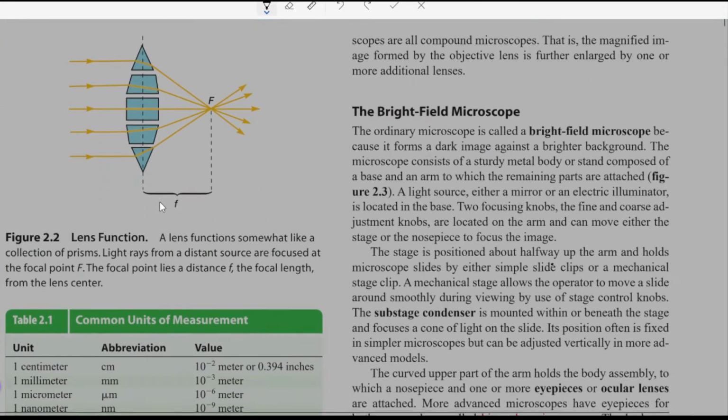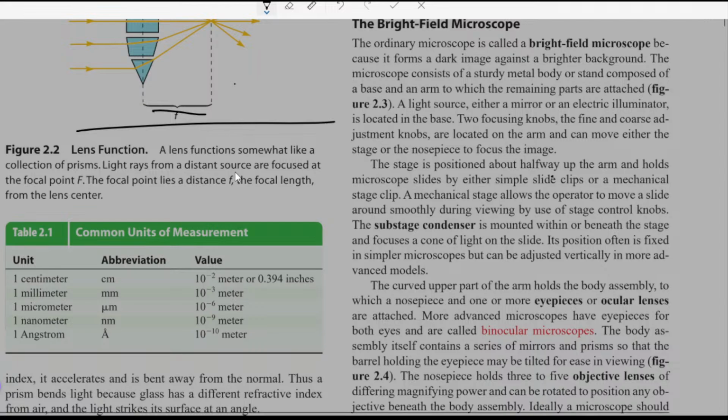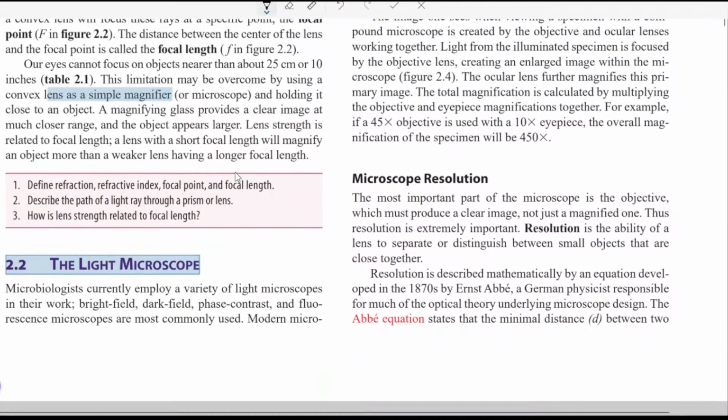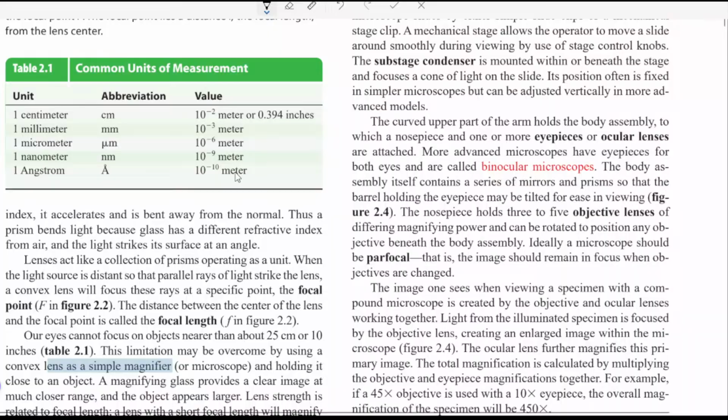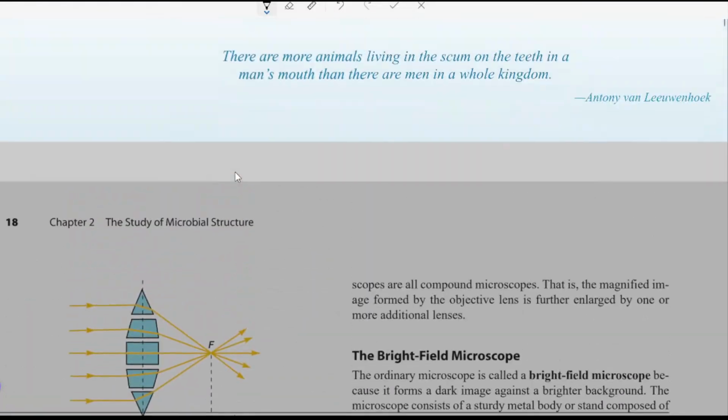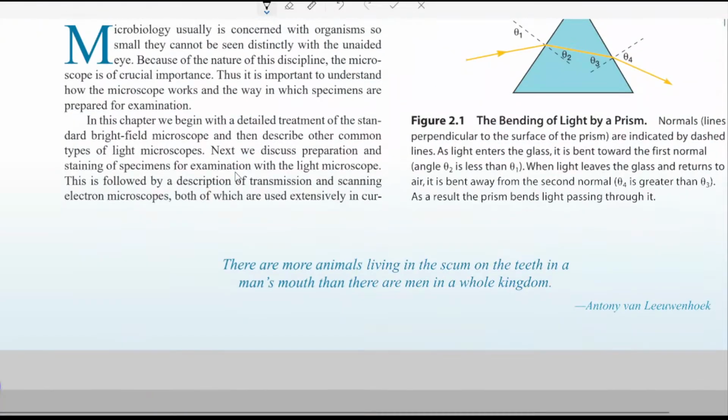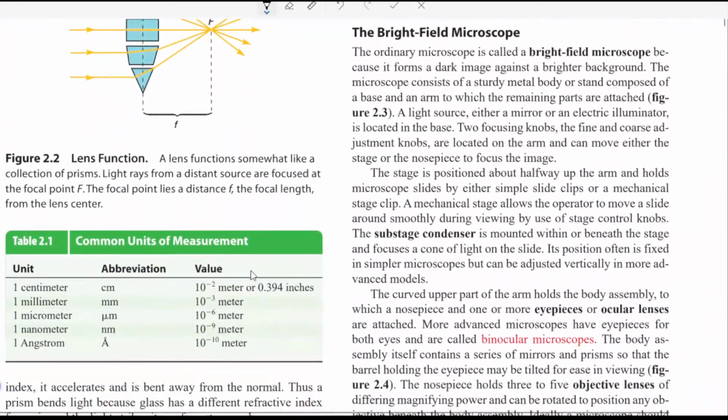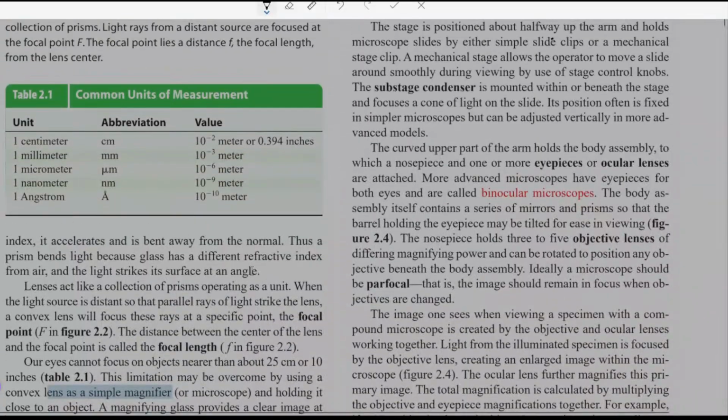They are saying if this focal length is short, that means this lens is weak. If this is longer, that means that this lens is stronger and it can magnify an object more. Why? Why is that? Are they going to explain to us? I thought this was going to be difficult. It isn't that difficult. No wonder I took my time.